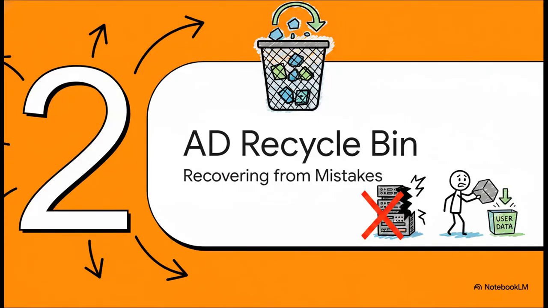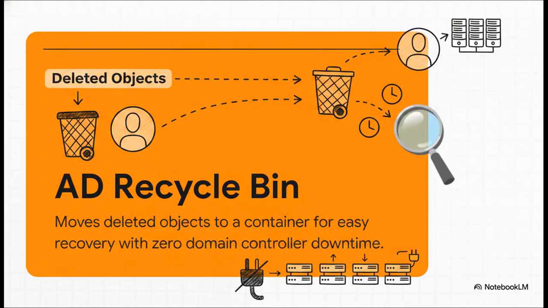Moving up our escalation arc, we arrive at Section 2, the Active Directory recycle bin. You see, availability protects you from a hardware failure, but it doesn't protect you from human error. When an accidental deletion does occur, this is the first, least disruptive recovery method you should reach for. Historically, recovering a deleted object meant actually taking a domain controller offline. But the Active Directory recycle bin solves this problem entirely.